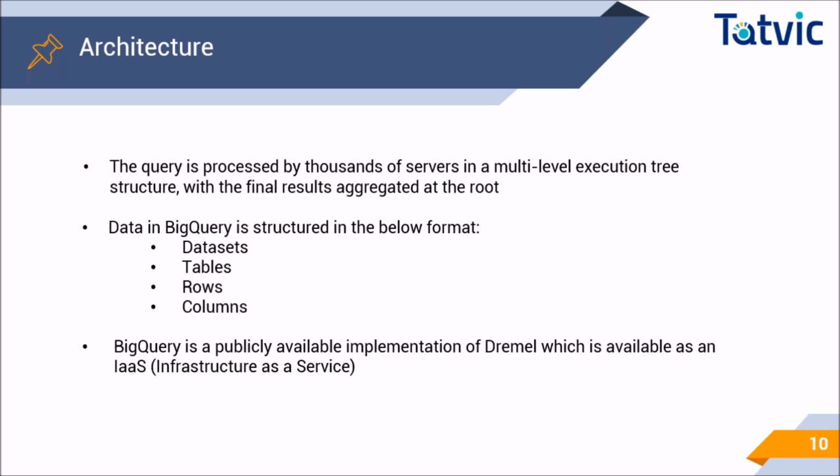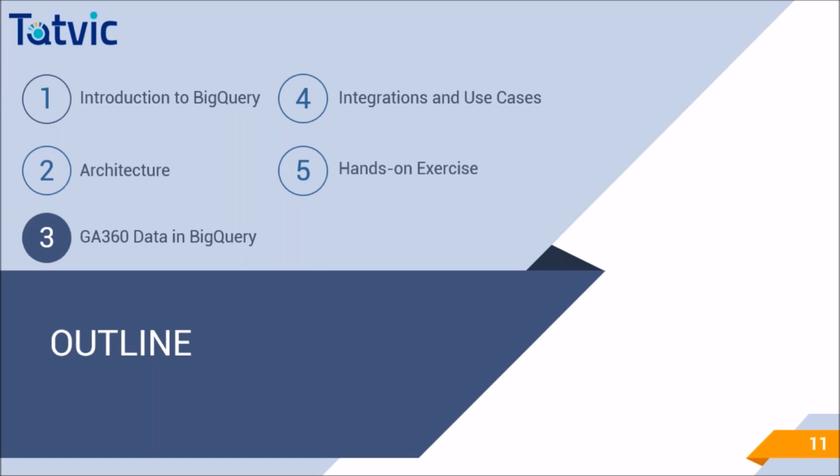If I have to talk about the way data in BigQuery is structured, it uses the format mentioned on the screen. It stores data in data sets which have multiple tables, and tables which have rows and columns. So in all, BigQuery is the publicly available implementation of Dremel, and as we said, it is available as infrastructure as a service. I hope this gave you an idea about the way it is architected, and how it is able to store and process huge data sets. So let's have a look at Google Analytics 360 data in BigQuery.